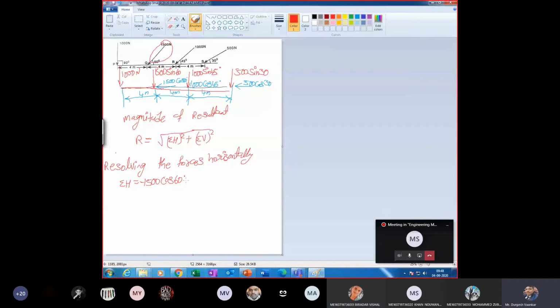Next, what about this one? Minus 1000 cos 45. Next, what about this one? Minus 500 cos 30. Suppose if you calculate these values in your calculator, I am directly writing here, then you will get minus 1890.11 Newton. This one is your sigma H value. Now it is clear to all of you.